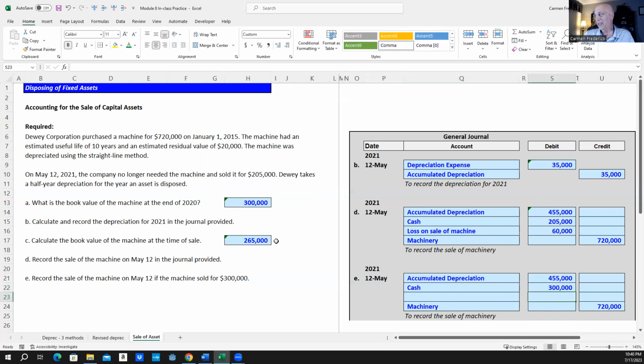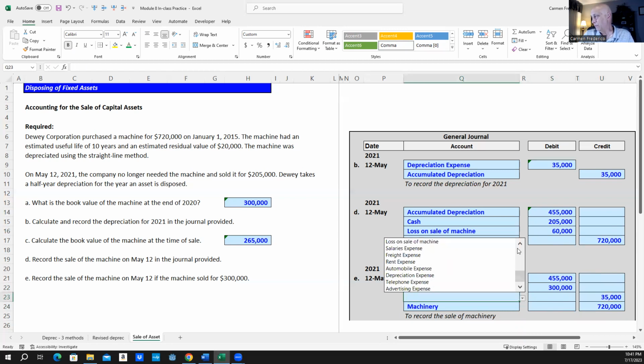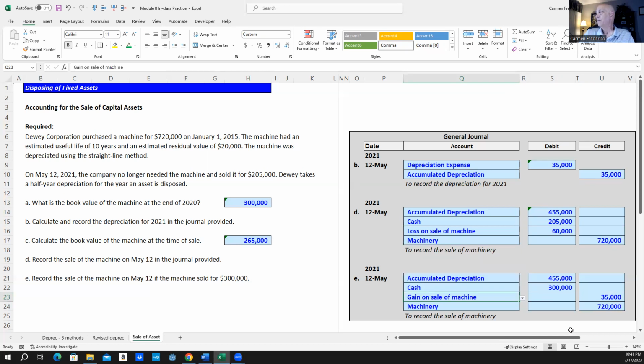So now we have a gain of 35,000. Gains are always on a credit side because gains always increase equity. Losses decrease equity, they're always debited. Gains always increase equity, they're always credited. So we have a gain on sale of equipment. Where is it? Right here. Boom. Okay. Again, the left side, 755,000 equals the right side, 755,000. Always a good way to check your answer. Left must always equal right. Debits must always equal credits.